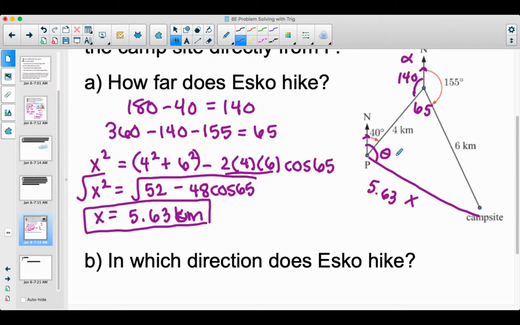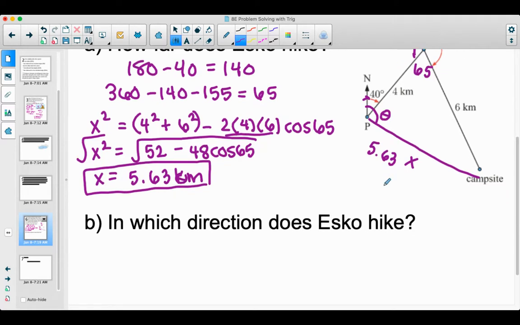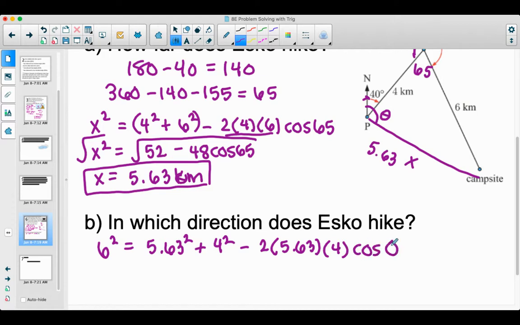We can use the law of cosines again to find that missing angle, because we now have this side right here. There are two ways you could do it: side-side-side, or you could use side-angle-side. Across from theta is 6. So I have 6 squared is equal to 5.63 squared plus 4 squared minus 2 times 5.63 times 4 cosine of theta.